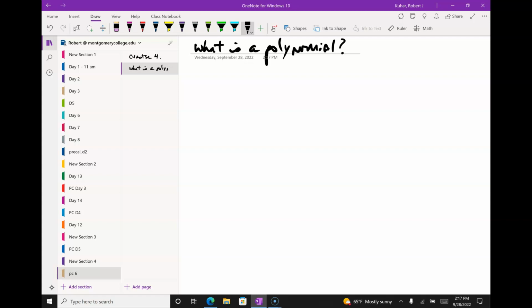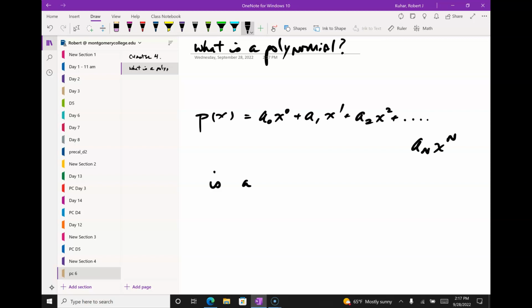So we'll call it P of X, right? It's just a polynomial. F of X, G of X, P of X, anything I want. So P of X is going to be A sub 0, X to the 0, plus A sub 1, X to the 1, plus A sub 2, X to the 2, plus dot, dot, dot, all the way up to A sub n, X to the n, is an nth degree polynomial.